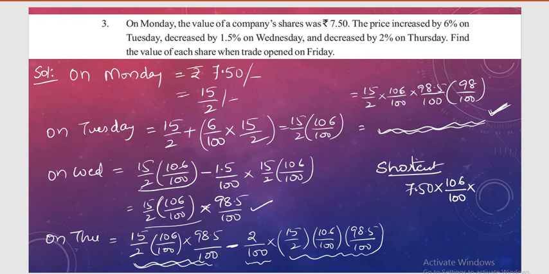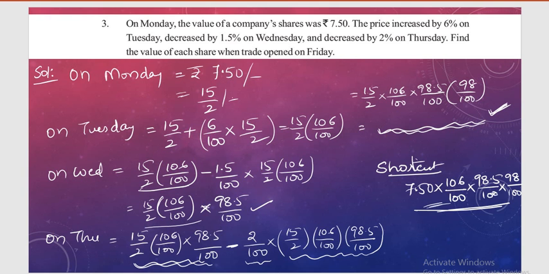On the next day what happened? It is reduced by 1.5%, no? So 1.5 should be removed from 100. Then what am I going to get? 98.5 by 100. Into, the next day what happened? 2% reduced, no? So out of 100, if you remove 2, then 98 by 100. See, did we get the same result? Whatever we have written here, the same thing we got here also.